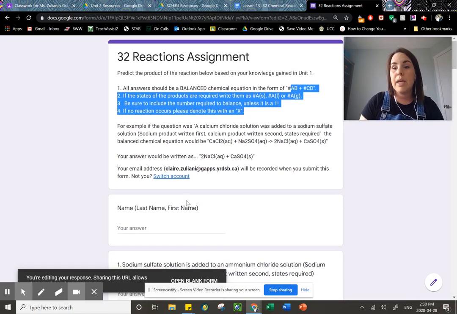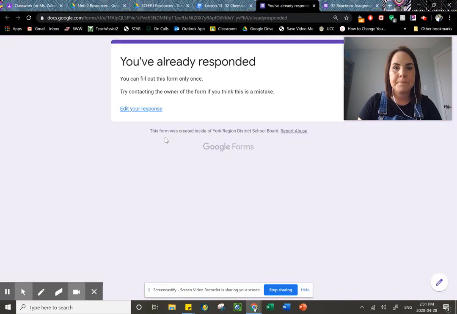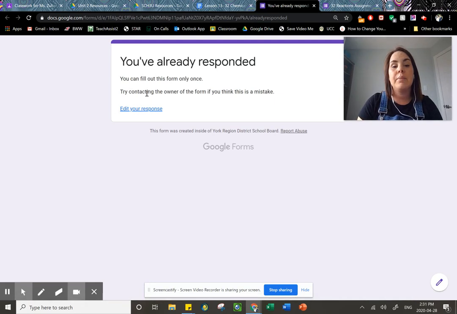Now, one thing about this form, you can edit after you submit, which means, let's say you work through and you do your first 10 and you want to put them in your form. You can scroll down to the bottom, press submit. When you re-click that link, it's going to say you've already responded. It says you can fill out this form only once, but you can click here where it says edit your response. And then it's going to save your previous responses as long as you press submit before you left the form. So I think this should help make sense.